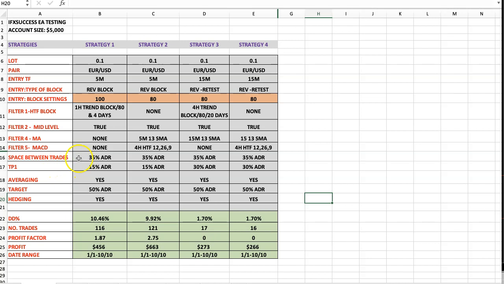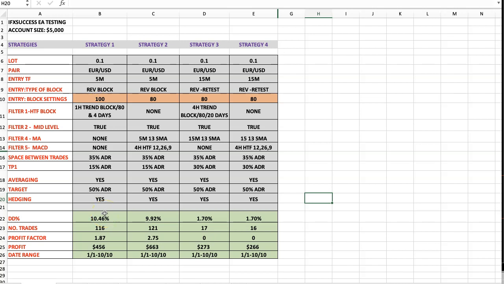And I gave it a space between trades of 35% of ADR, take profit 15%. Why? Because this is more scalping, right? This is 5 minutes and this is scalping. So I can't pretend or let this run for a long time because I'm not sure if this is going to run for a long time.